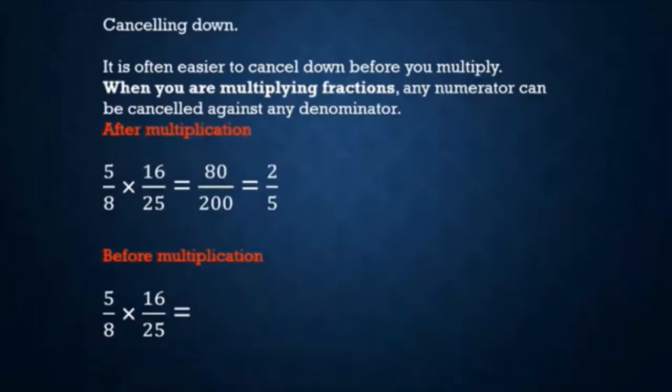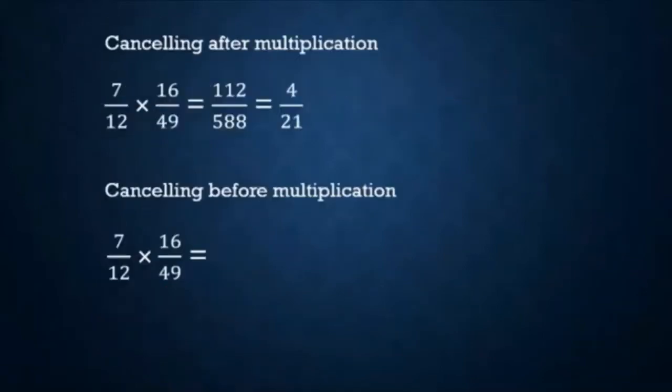But before multiplication, if we do like 5 and 25, we'll get 1 5. It will become an 8 into 16, we'll get 1 by 2. So it will become 1 by 1 into 2 by 5. And 1 by 1 is not even counted because it does not carry any value. So the answer will become 2 by 5.